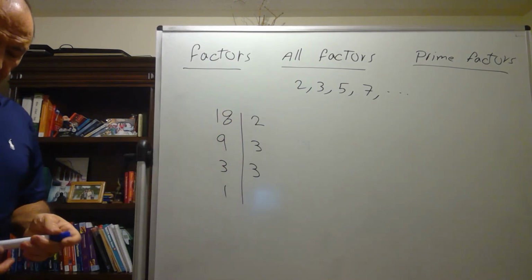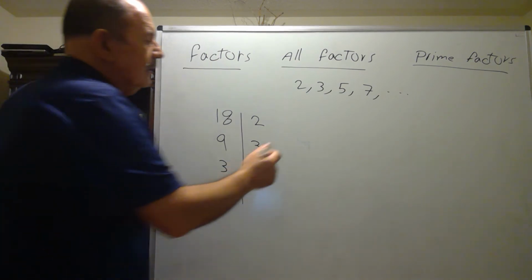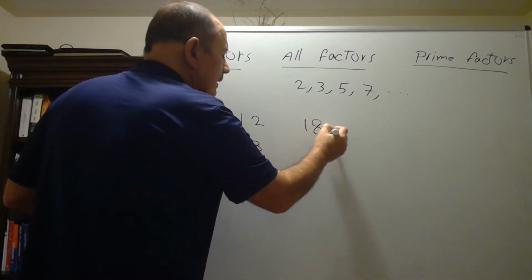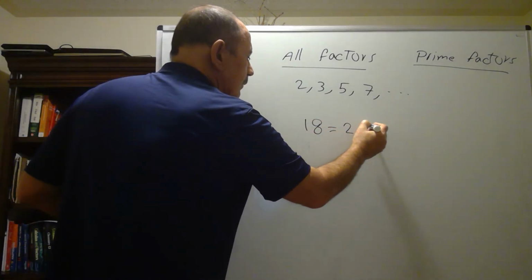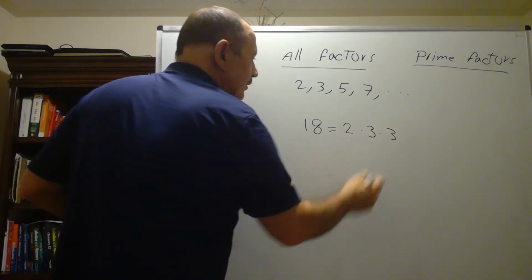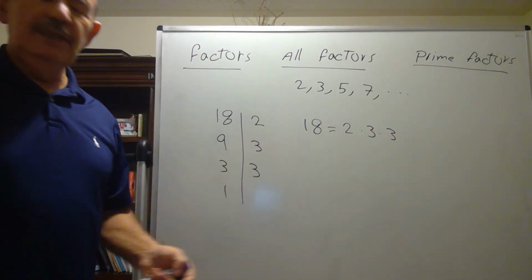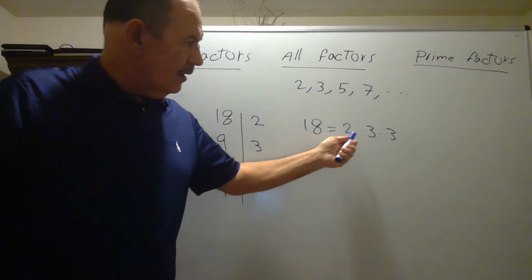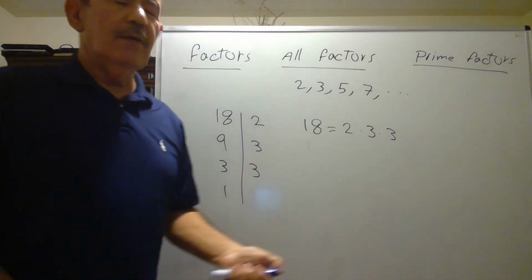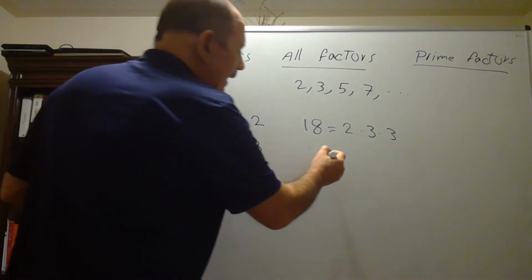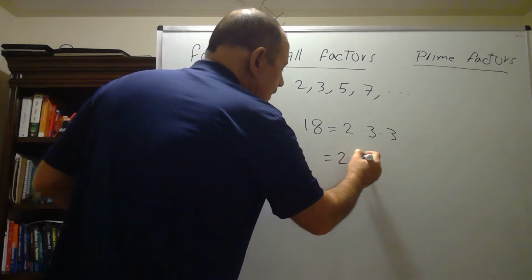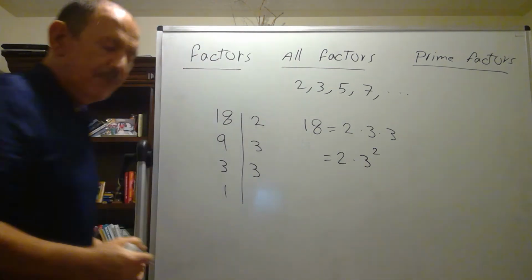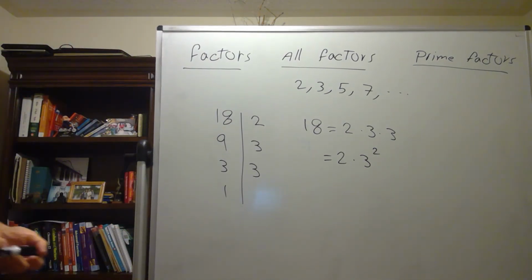So what are the prime factors of 18? I can write 18 is equal to 2 times 3 times 3. 2, 3, and 3 are the prime factors of 18. And as you see, all of these numbers are prime numbers. Or I can write 18 is equal to 2 times 3 to the power of 2. Okay. Let's use another example.